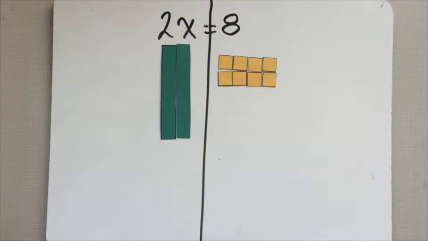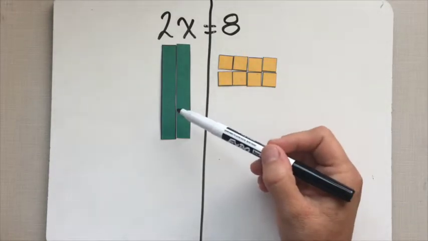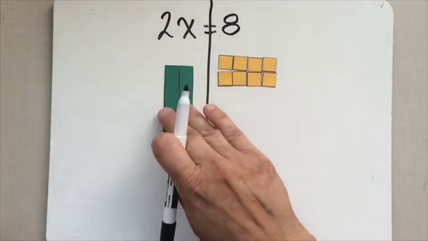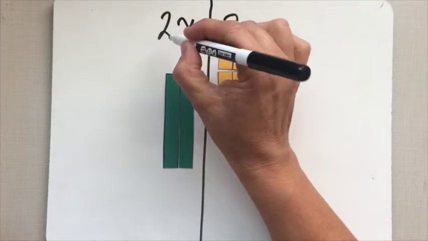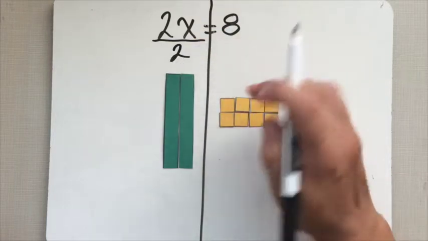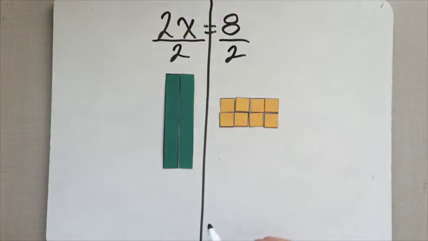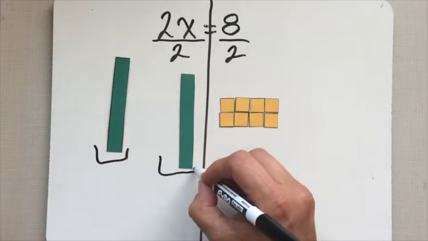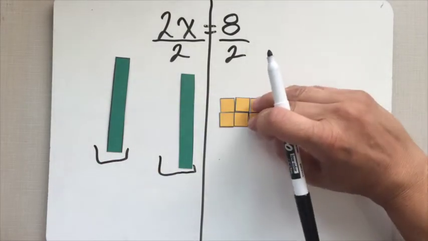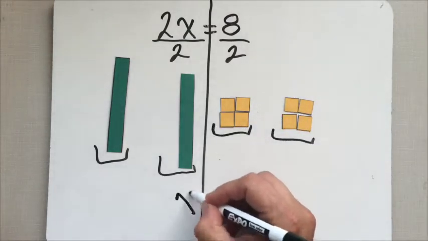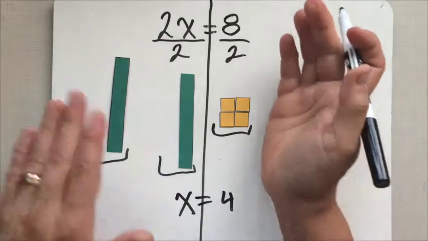All right, did you set it up like this? With 2 x's on one side and 8 positive ones on the other? Did you say, I've got 2 positive x's, but I only want 1? I'll do the inverse of multiplying by 2, and I'll divide both sides by 2. When I divide this into 2 groups, each group has 1 x in it. When I divide this into 2 groups, each group has 4 ones. So x is equal to 4.